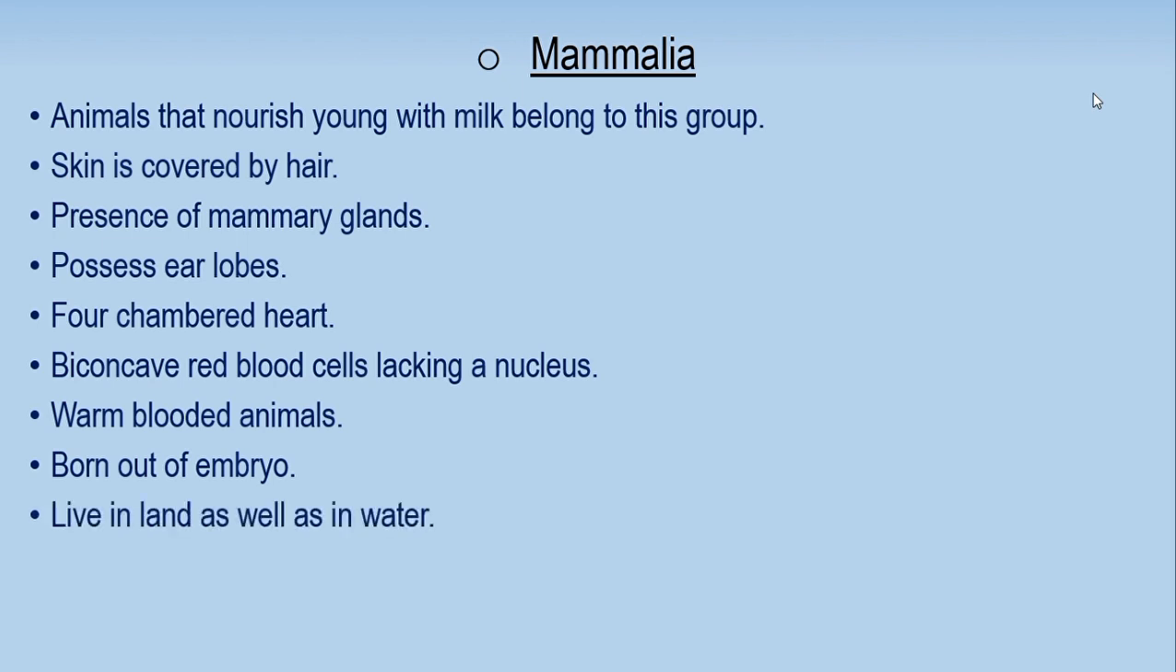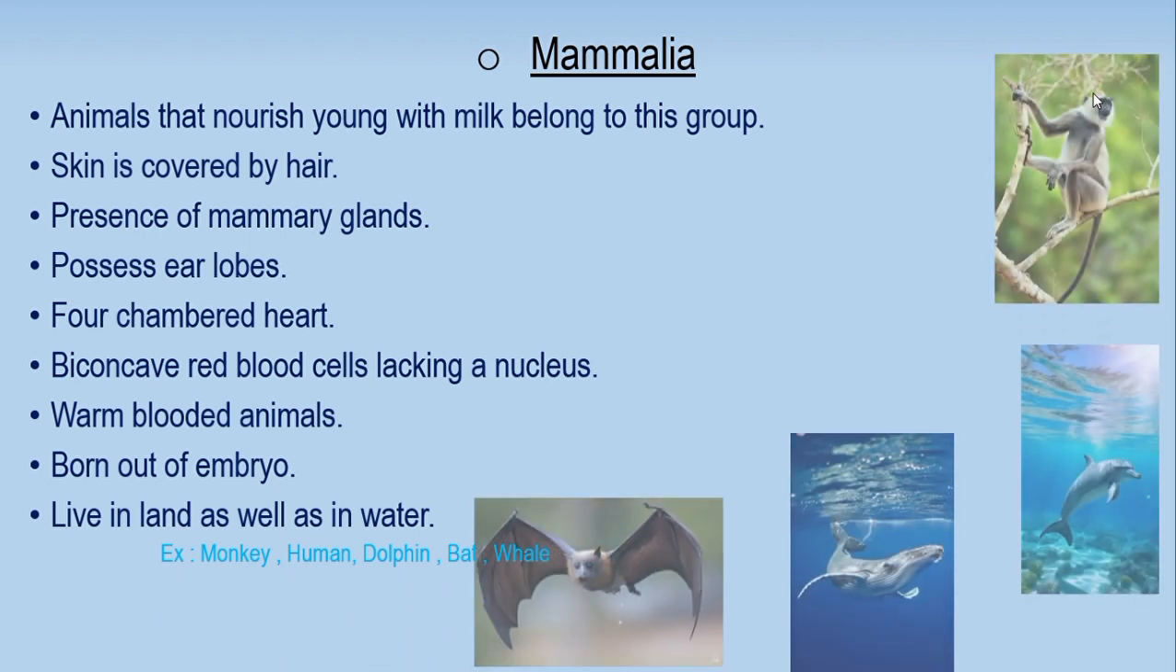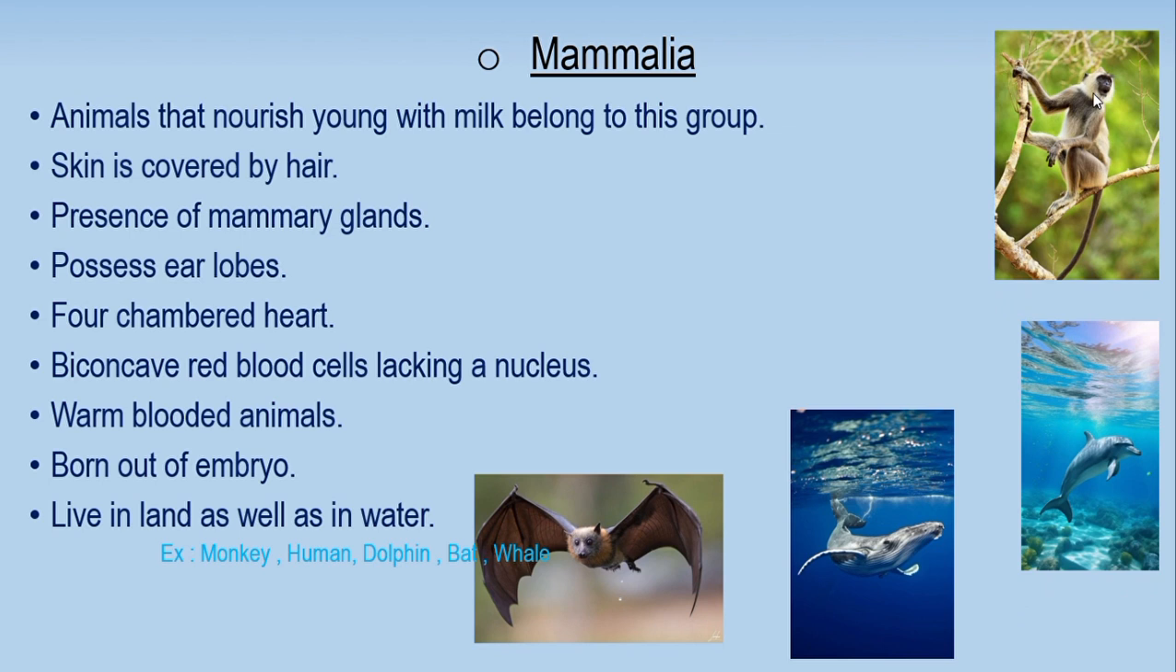And they live in water as well as on land. Most are on land, and a few others live in water, right? So examples are dolphin, whale, monkey, bat, as well as the human. We also are mammals, right? And here are some pictures, right?